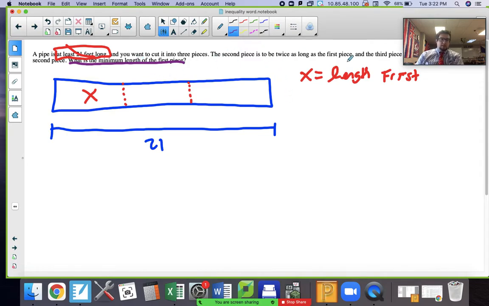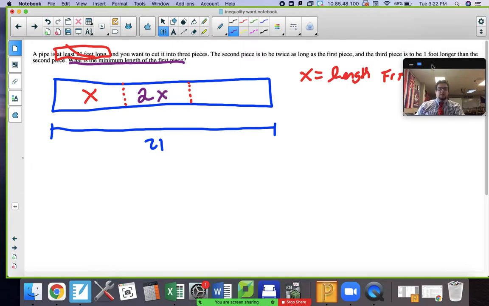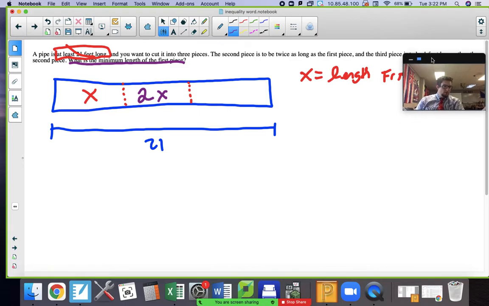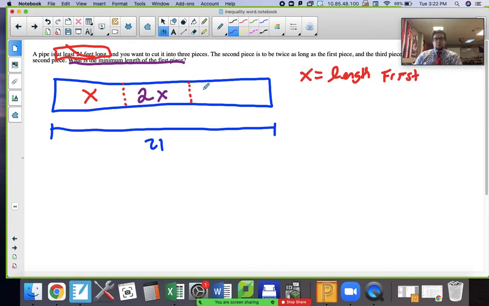Our second piece has to be twice the first piece. And then the third piece has to be 1 foot longer than the second piece. Well, if the second piece is 2x, 1 foot longer is plus 1. So I take all of this. You can see that x, 2x, plus 1 are the same as 21. So I can say the first piece and the second piece with the third piece.